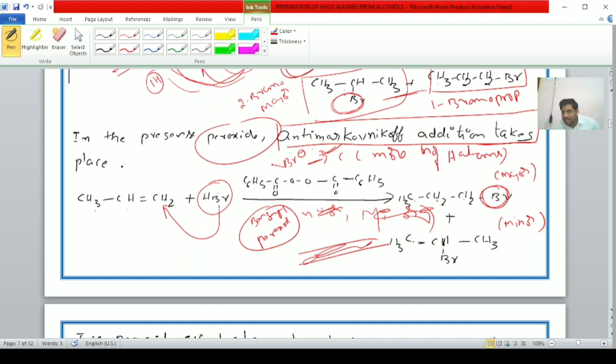Here, generally we can consider this peroxide, student, to be benzoyl peroxide: C6H5-C(=O)-O-O-C(=O)-C6H5, with the peroxy bond O-O in the middle.